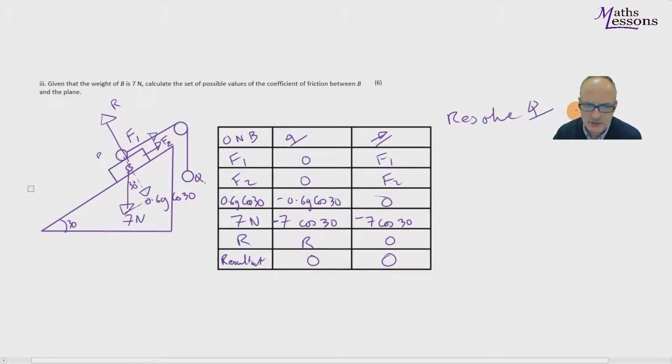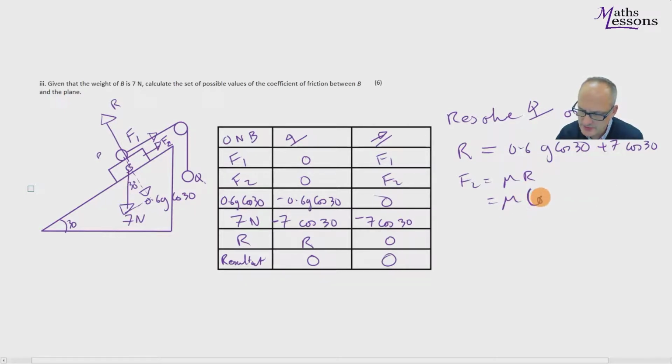So let's resolve perpendicular on B. What we can see is I'm going to put R first because it's positive. Actually, I'm going to move everything to the other side of the equation just to save time. So this is going to be plus 0.6 g cos 30, and moving this to the other side, I'm going to get plus 7 cos 30. Now we know that F2 equals mu R, so that's going to equal mu times all of this.